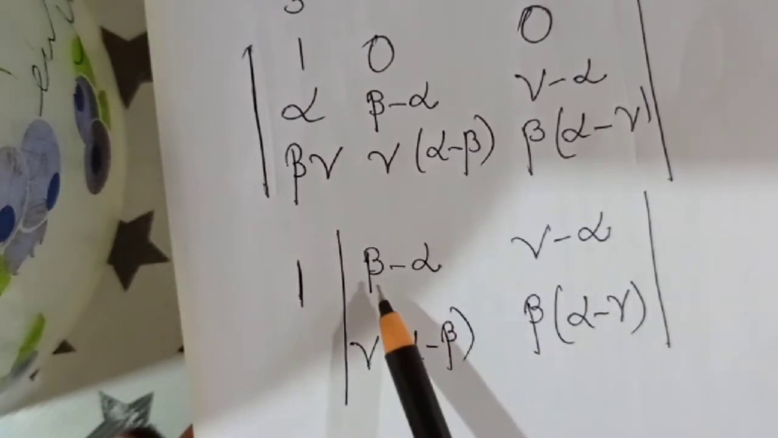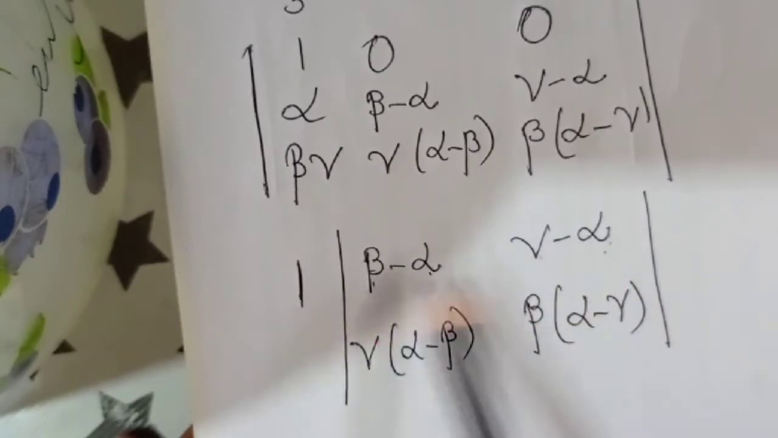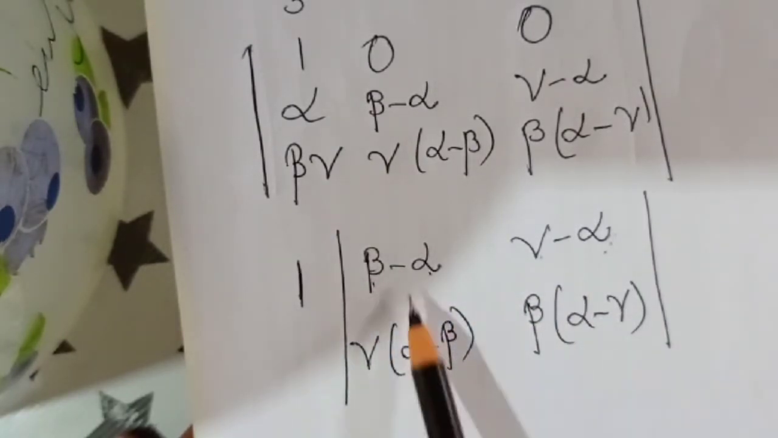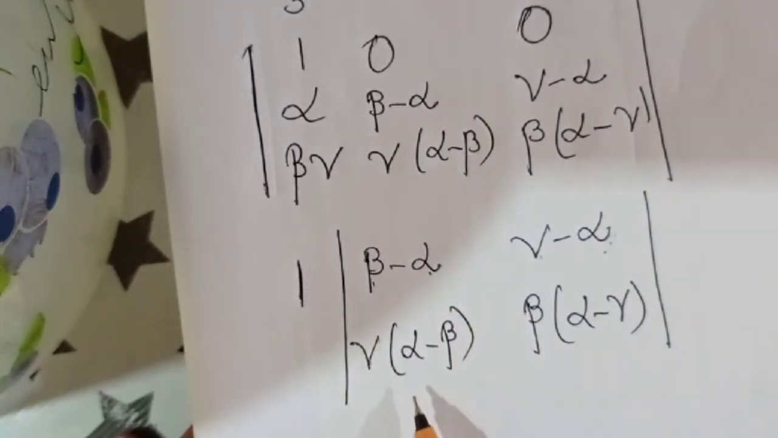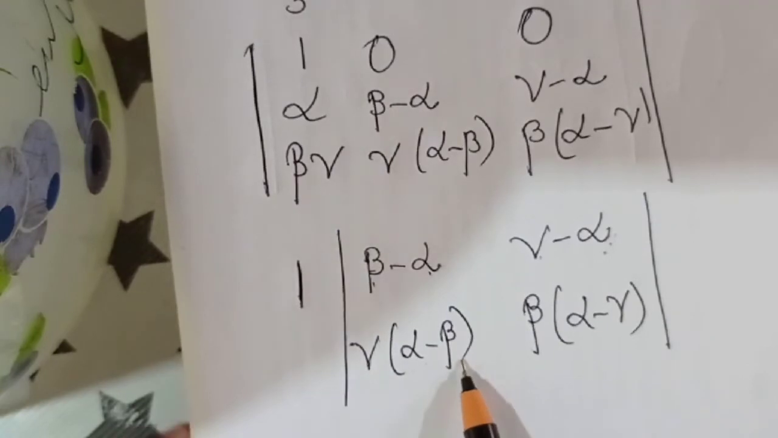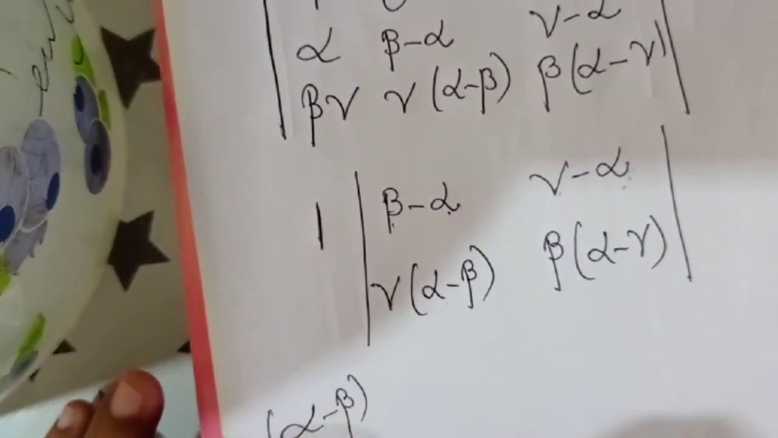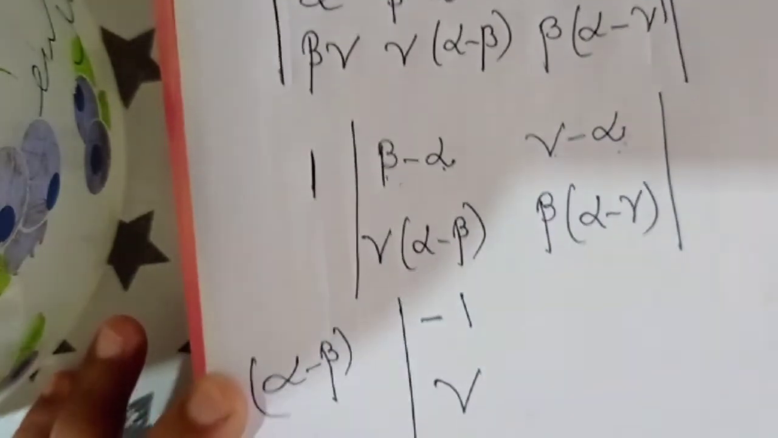Now, this row is beta minus alpha, gamma minus alpha, no common factor. But look at it column wise. When you go through column wise, the first one is beta minus alpha, the second one is alpha minus beta. Therefore, we can take alpha minus beta outside. That is this minus 1 into gamma. Agree?